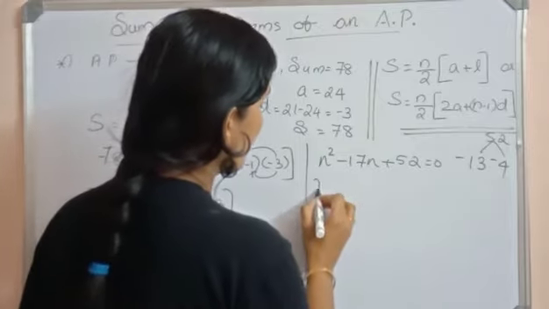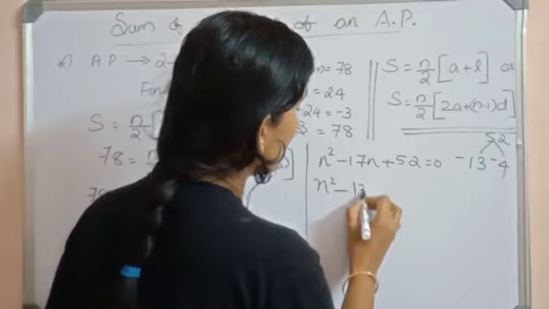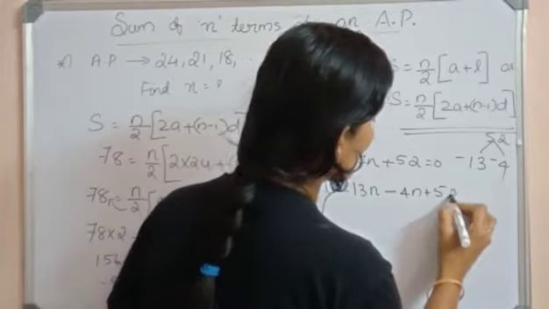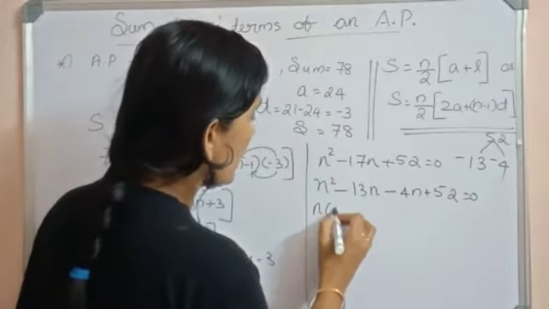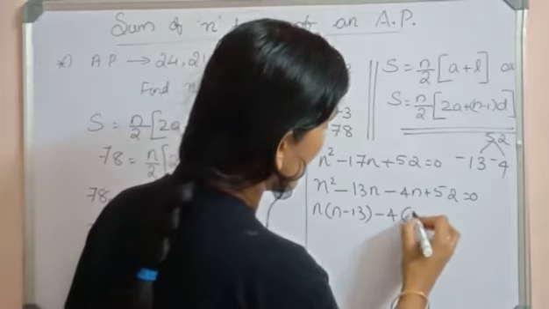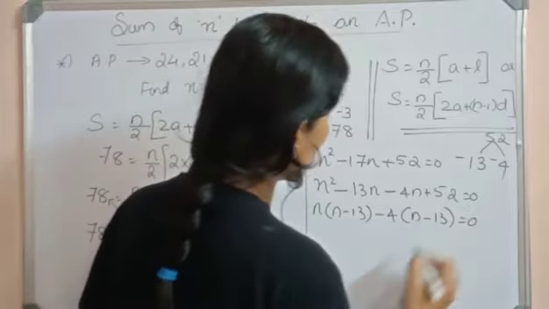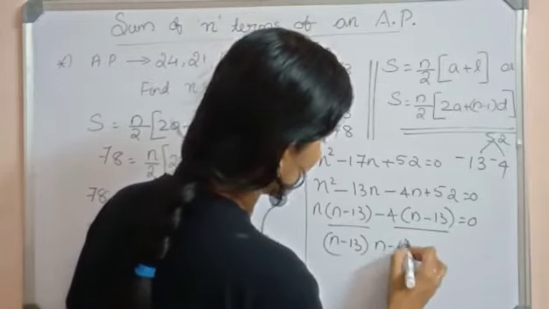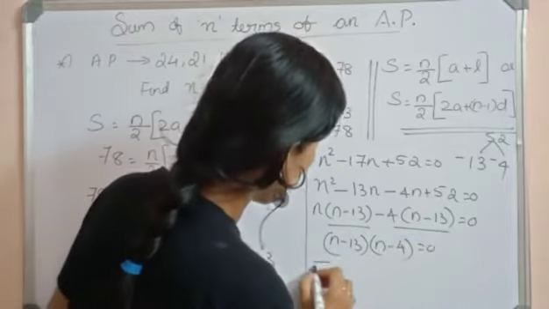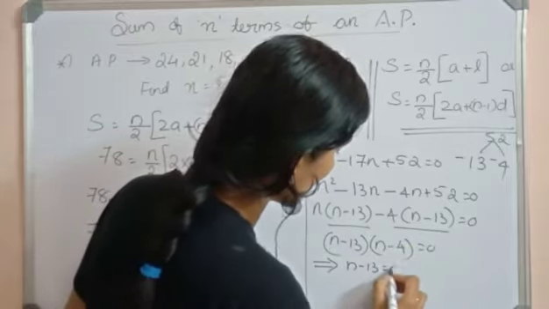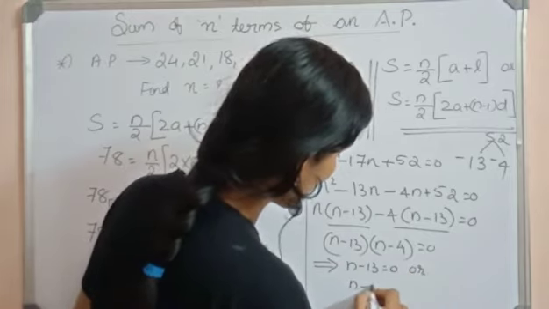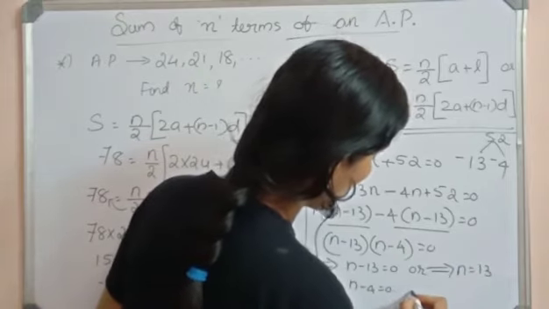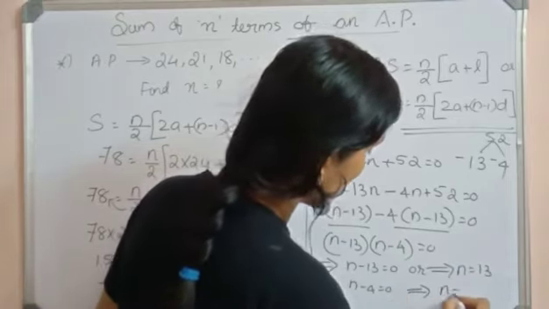So this will be n squared minus 13n minus 4n plus 52 is equal to 0. Take n common, n minus 13, minus 4 common, n minus 13 is equal to 0. Now n minus 13 into n minus 4 is equal to 0. So this implies either n minus 13 is equal to 0 or n minus 4 is equal to 0. This one implies n is equal to 13, or this implies n is equal to 4.